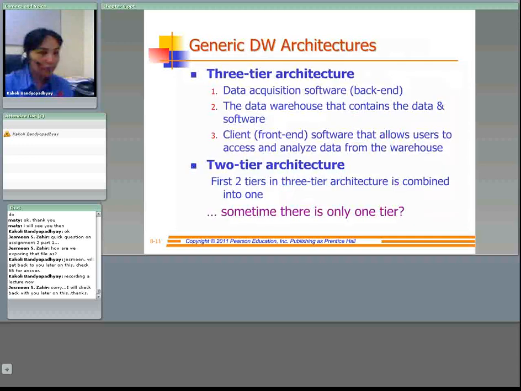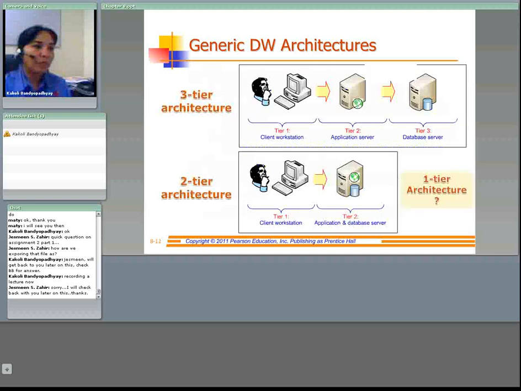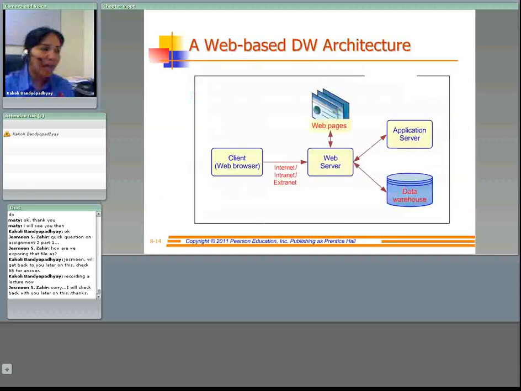Okay. Data warehouse architecture can be 2-tier or 3-tier. 2-tier is basically when the application software and the data warehouse are in the same machine. And 3-tier architecture is on different machines, when you have the data warehouse in one server and the application software in another server. This is done because 3-tier architecture is always faster.